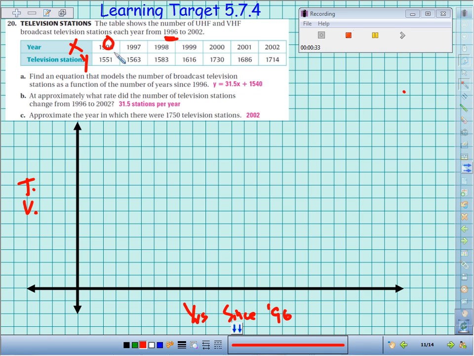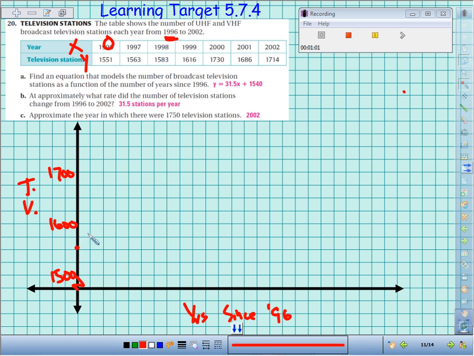Now I'm going from 96 to 2002, so I can go by ones, no problem. My Y values, though, since I start really high, I'm going to break the axis, and maybe I'll start at 1500. I've got to get up to 1714, so maybe I'll go by 25s. So 25, 50, 75, there'd be 1600. 1, 2, 3, 1700. Now we're just plotting points. Again, we're just kind of ballparking here.